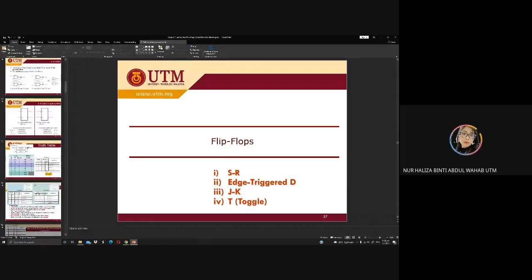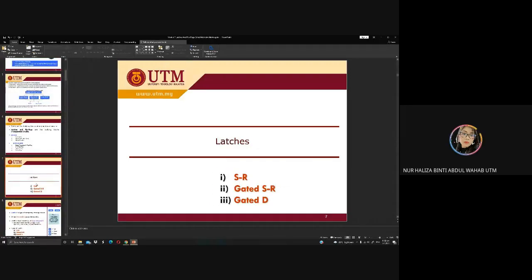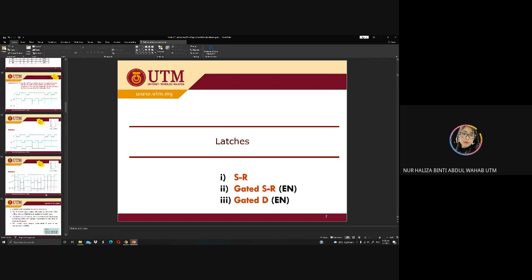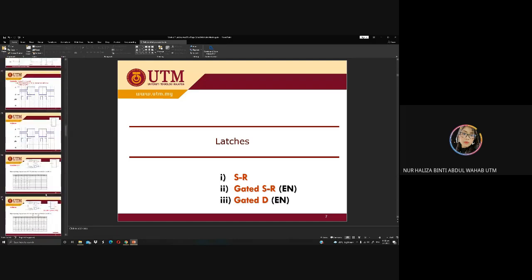To latch, we have here the SR latch, which differs from the gated SR latch by the EN. If you still remember, there is an EN there, similar to your gated D, there is also EN, and EN is normally quite similar to your switch. If you have 0, it means turn off. If you have 1, it's turn on. Means that it's going to be different. So let's go directly to the flip-flop.